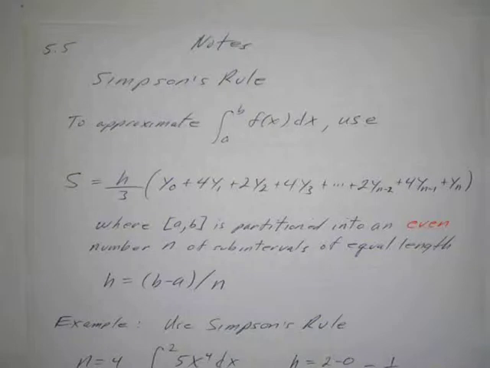Okay, the other main idea in section 5.5 is Simpson's Rule. Simpson's Rule is an even better approximation, and rather than using trapezoids, which are straight lines at the top of the curve, we use parabolic curves.